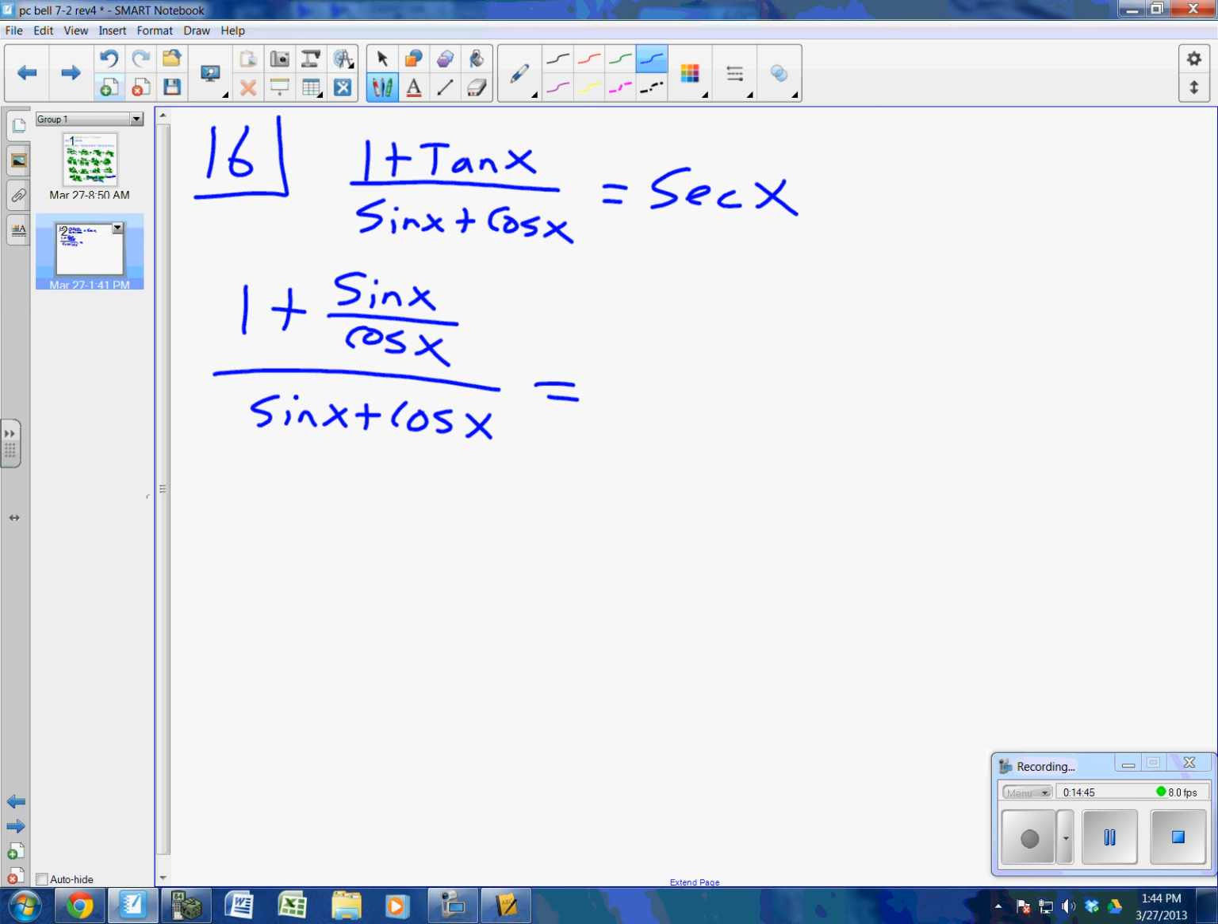How about add them together? Isn't it suggesting that you're adding those together? You know what? You can always do that. Think about doing that, because if you can do that, then you'll have a fraction divided by a fraction, and you can just take the reciprocal and cancel things out, right? But if I changed this to have common denominator so I can add them, what would 1 change to? Yeah, cosine over cosine.